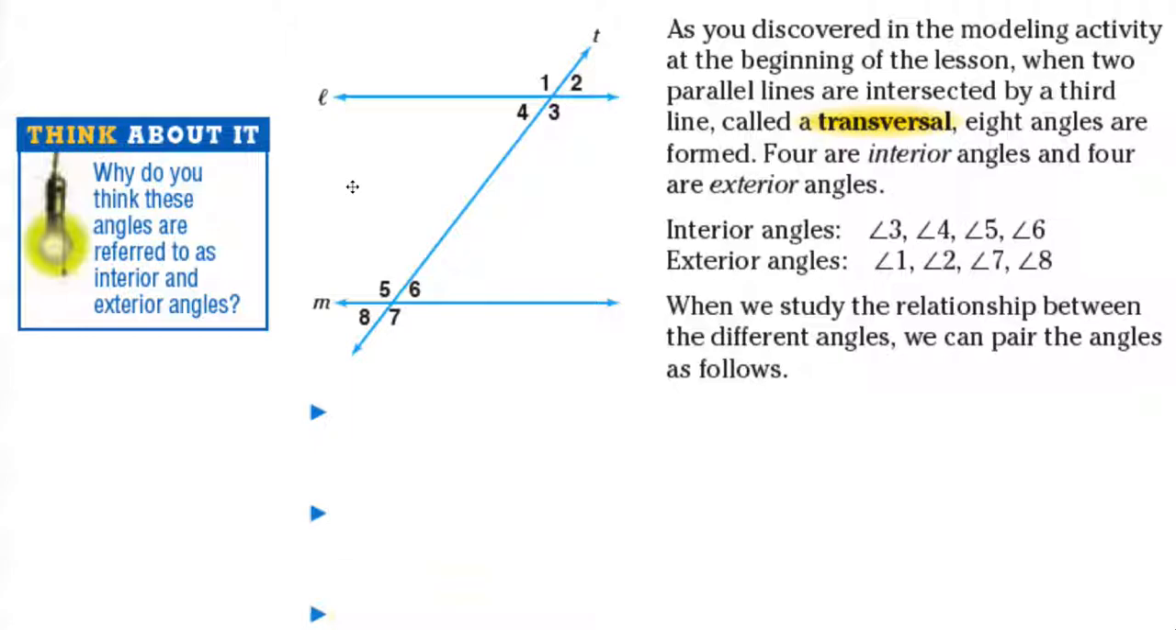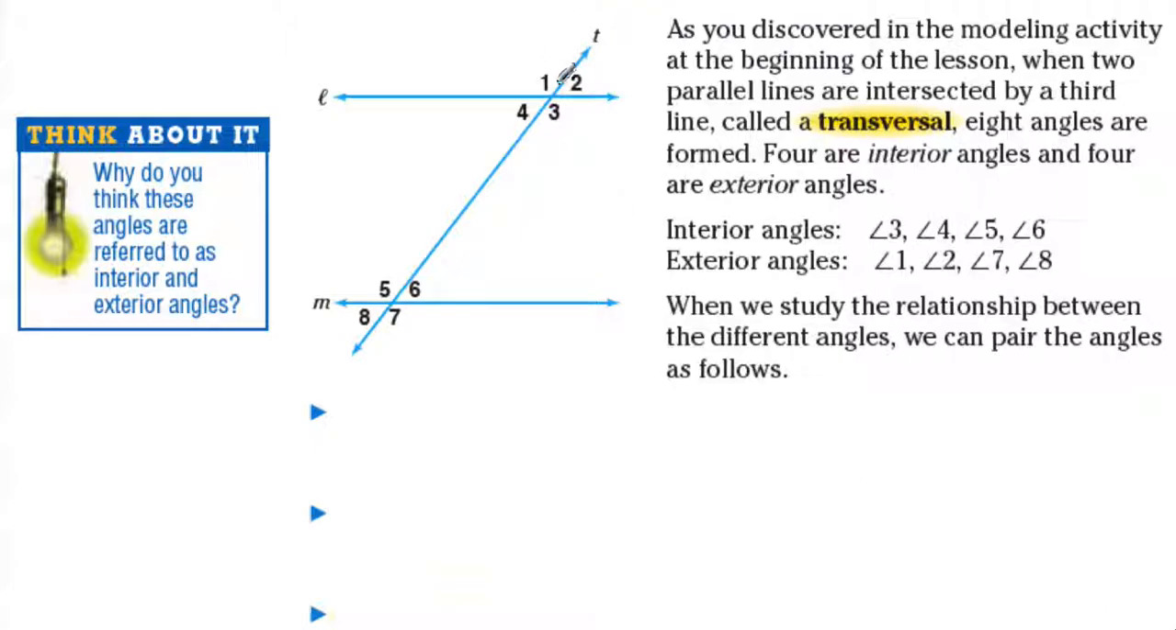Remember at the beginning of the lesson we drew those lines. We have two parallel lines and a line crossing those two parallel lines. As you discovered in the modeling activity at the beginning of the lesson, when two parallel lines are intersected by a third line, this line is called a transversal. So line T is a transversal because you have two parallel lines being intersected by this line. There are 8 angles that are formed. 4 are interior angles and 4 are exterior angles.